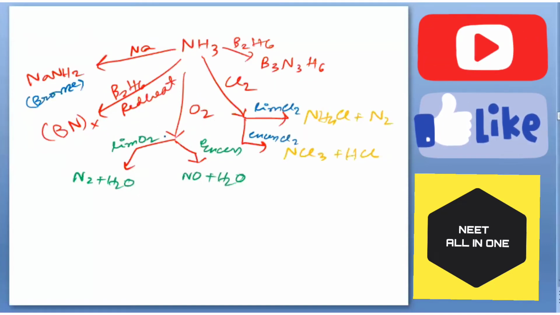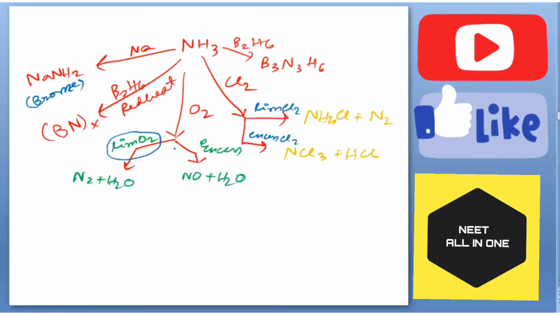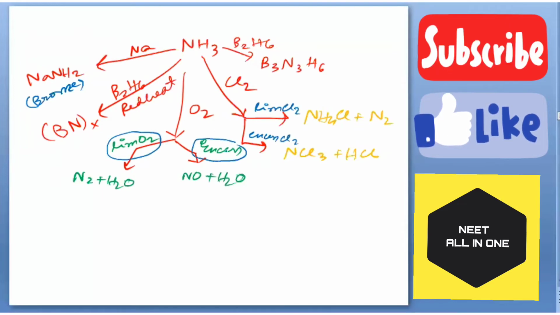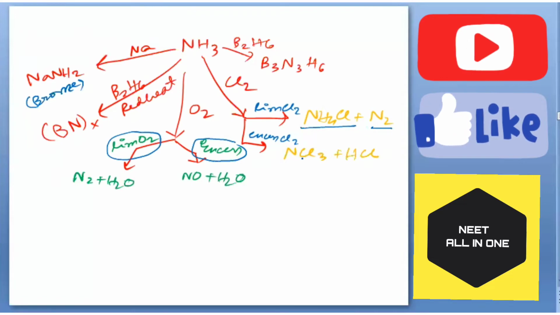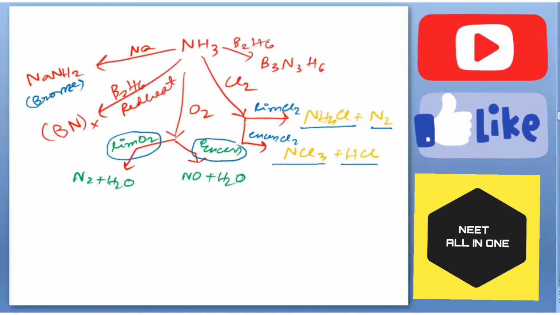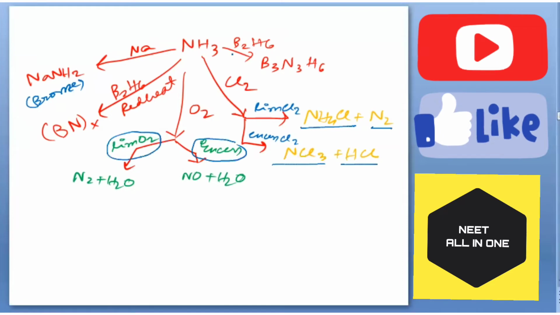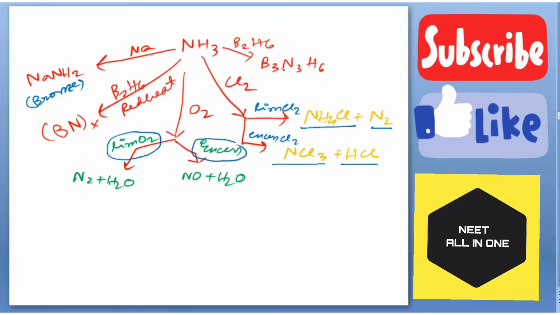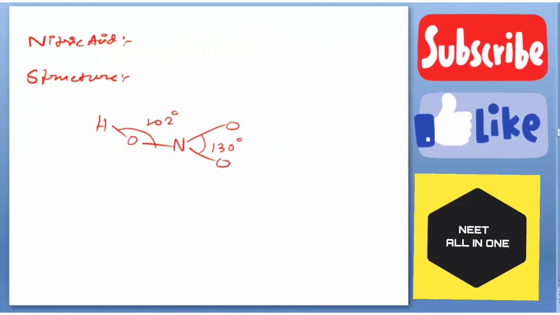Next, if it is reacted with limited O2, then it forms N2 plus H2O. But if it is reacted with excess O2, it forms NO plus H2O. Also, in case of Cl2, if it is reacted with limited Cl2, it forms NH4Cl plus N2. If it is reacted with excess Cl2, it forms NCl3 plus HCl. Next is B2H6. If it is reacted in a 1:2 ratio, then it forms B3N3H6, or inorganic benzene.